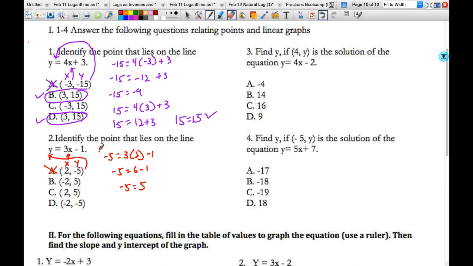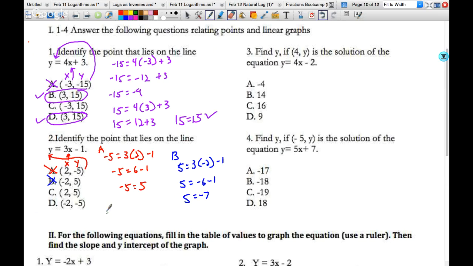That looks close, but they're not identical, so this one can't have been our answer. So that was with A. Let's try it with B. Does 5 equal 3 times negative 2 minus 1? 5 equals negative 6 minus 1. 5 equals negative 7. Nope, can't have been B either. Let's try it with C.